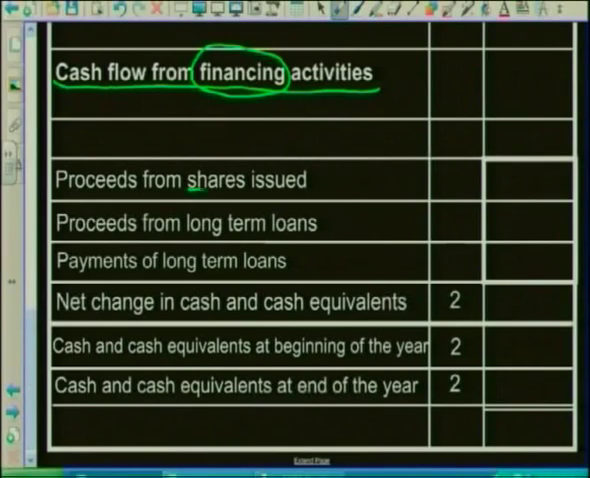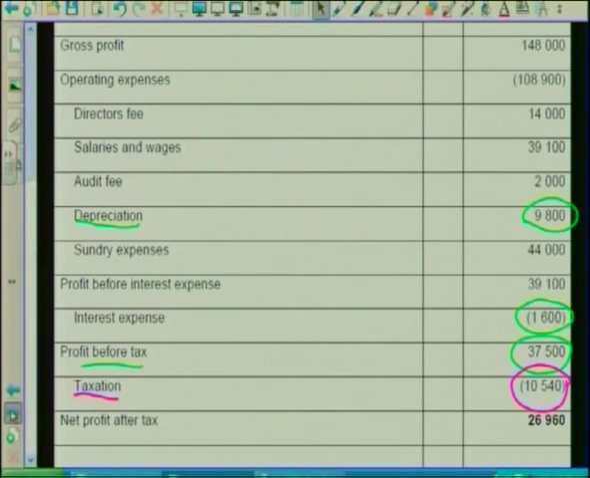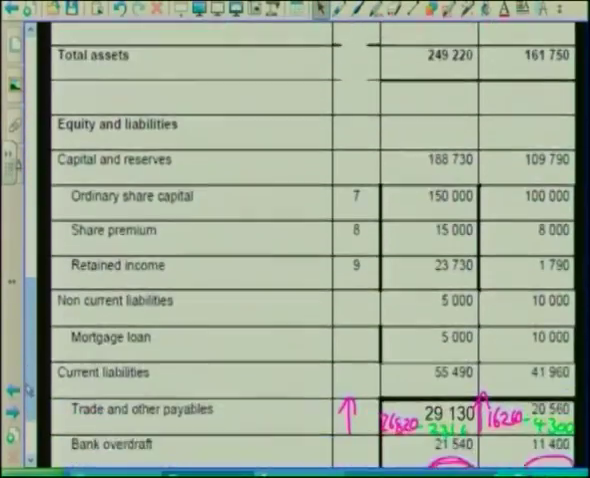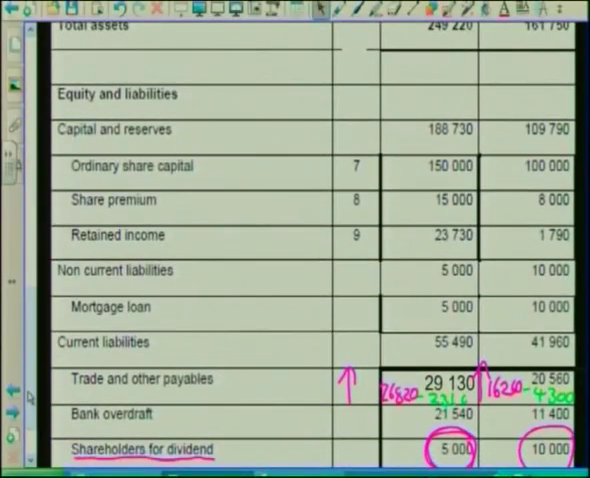Right, so let's now look at cash flow from financing activities. We're going to start with proceeds from shares issued. Has the company issued shares during the financial year? And again, back to our information, back to our balance sheet. So in our balance sheet, we are now looking at the equity section of our balance sheet. Ordinary share capital. Remember, a company can also issue shares at a premium. So these are the two accounts or the two amounts that we need to look at.